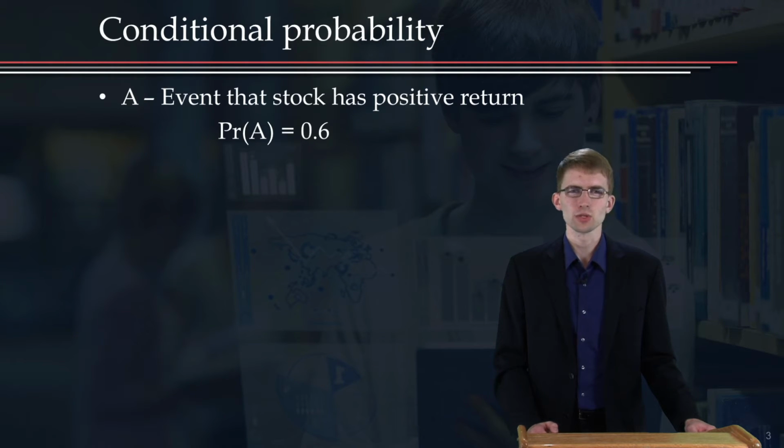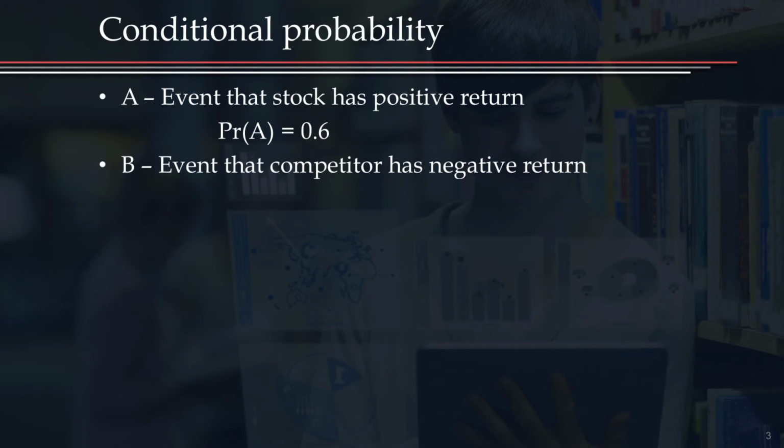But now let's say that there's a related event, that your competitor's stock has a negative return. And perhaps you know now that this event has happened. You'd expect that because they have a negative return, your stock might be doing quite well, doing better. And so we can write this probability of A given B, that's what the little bar in the middle of the probability means, as perhaps 0.75. So I'm more optimistic now that the event B has happened, which is that the competitor has a negative return.